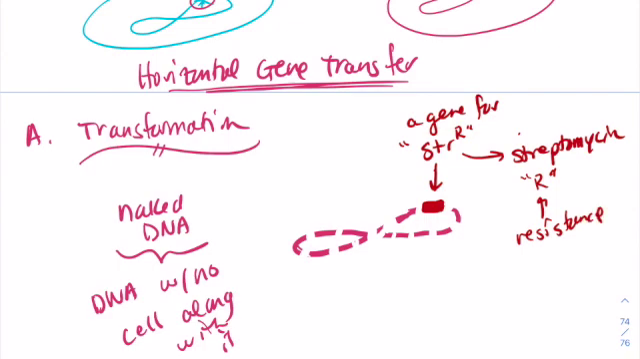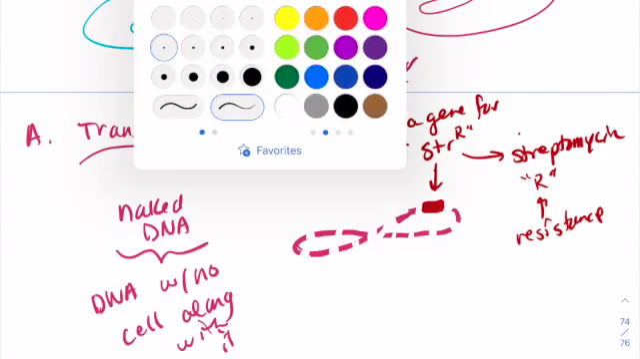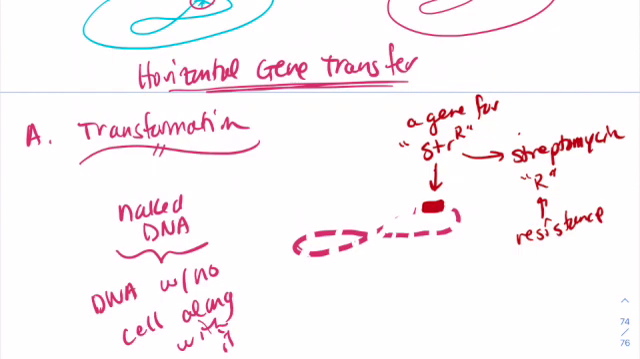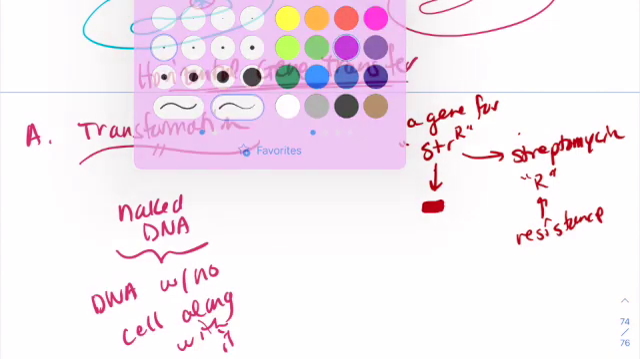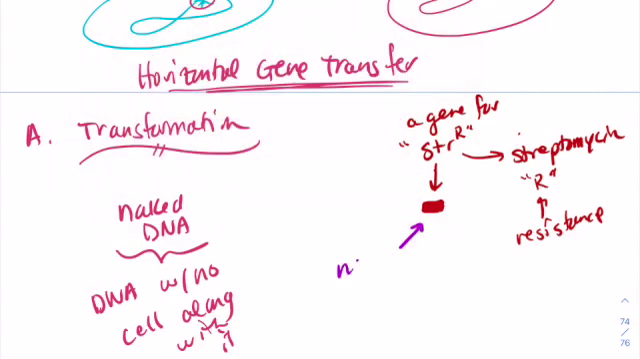So any bacterial cell that has the gene for streptomycin resistance is going to be able to grow in the presence of streptomycin. It's not going to die. It's going to be resistant to it. So streptomycin won't kill a bacterial cell. Keeping in mind that this is naked DNA now from some now dead cell.